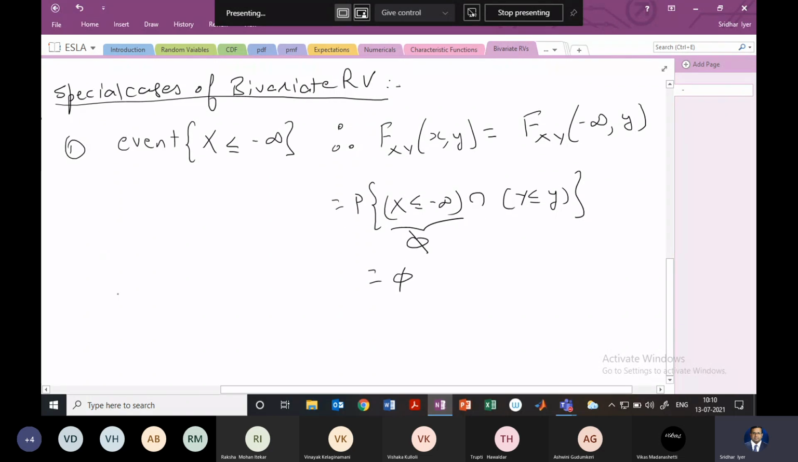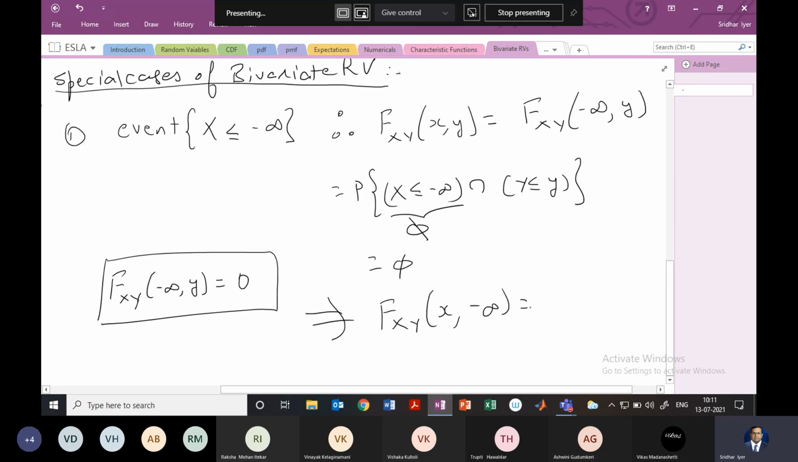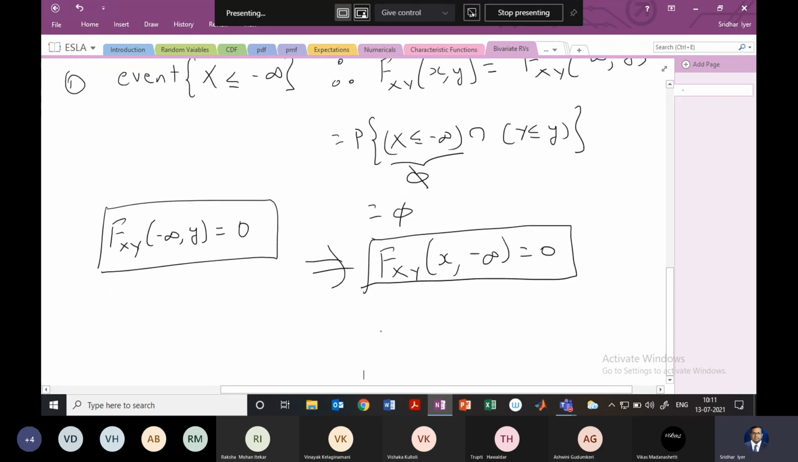Therefore, as a special case, Fxy of negative infinity comma y is a null event. So this is one of the properties, if you want to call it, of a bivariate random variable, right? So instead of 5, I'm just going to write it as 0, right? It's a null event. So similarly, with the same logic, Fxy of x comma minus infinity is also going to be 0. That is when y is having a value less than or equal to minus infinity, right? So that is also going to be 0, right?